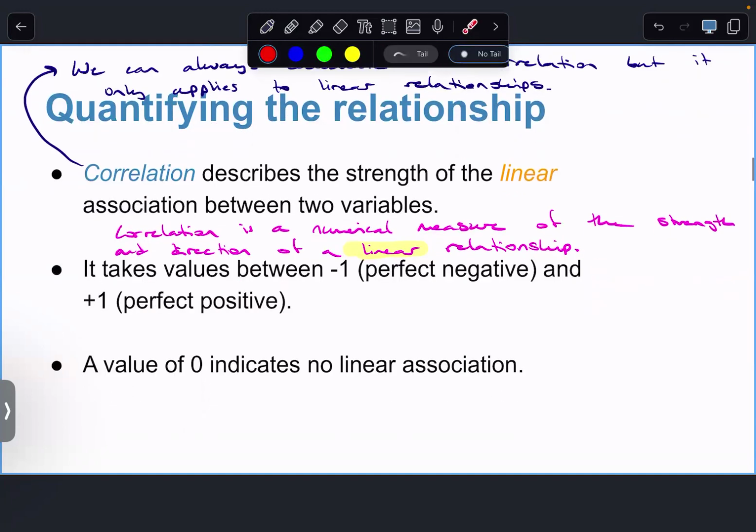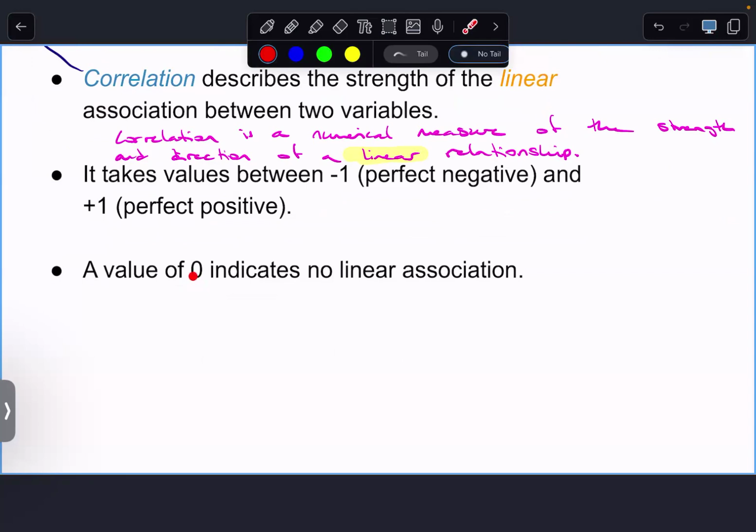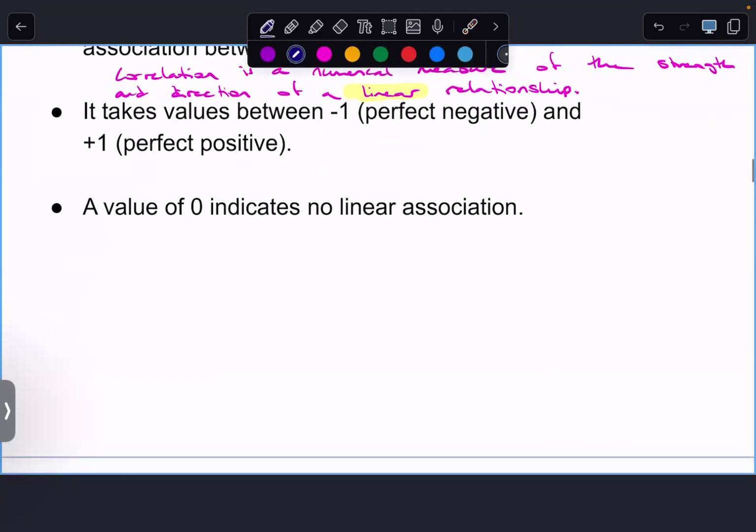The correlation takes on values between -1, which is a perfectly negative relationship, and +1, which is a perfect positive relationship. In the middle, if we have a correlation of 0, then there's no linear association, no relationship between these two. What I usually do is make a number line, with 0 in the middle.